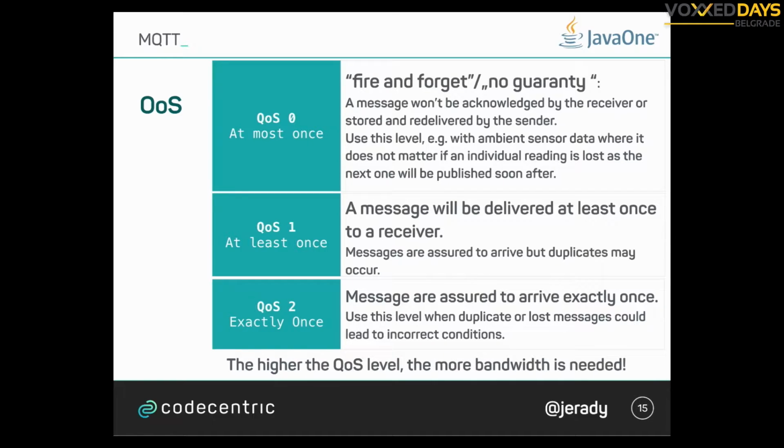And in most of the setups, you won't need quality of service 1 or 2. So in our projects, we're using quality of service 0 because it's such a huge load of messages. If some messages are not received, it's okay for us at the end of the day.